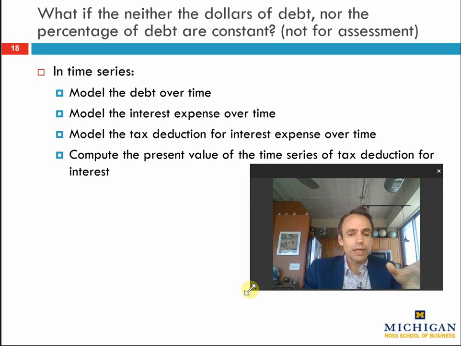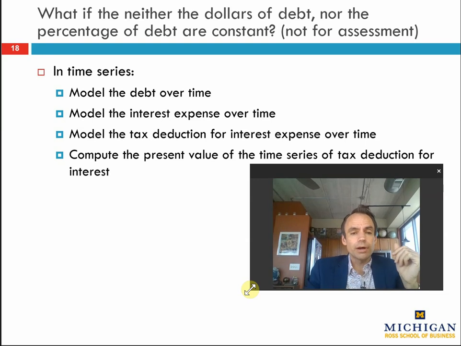Now, we're not doing that. We're just going to have two alternative cases. One where there's a constant dollar amount of debt, and two where there's a constant percentage of debt. But you should be aware that these alternative and more advanced situations exist because you might have to confront them in reality, and we do cover them in other courses.